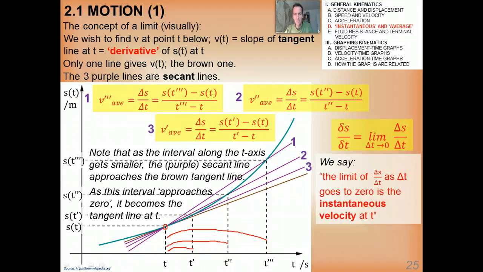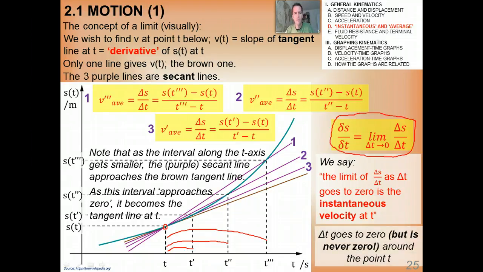So, again, that's what I mean when I say that little delta s over little delta t is the limit as big delta t goes to 0. That's how we say it. We say it's the limit of delta s over delta t as delta t goes to 0. That is the instantaneous velocity at t.